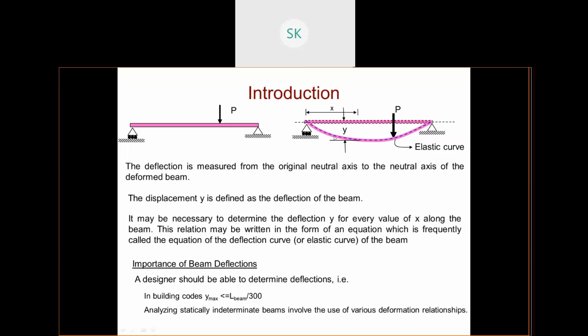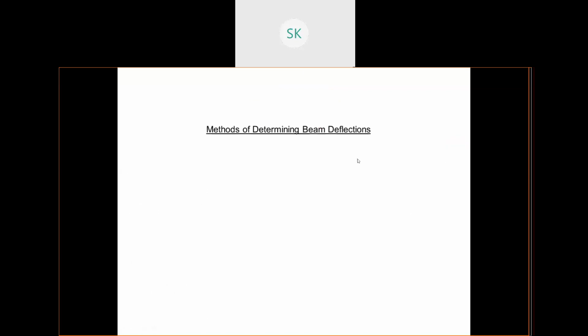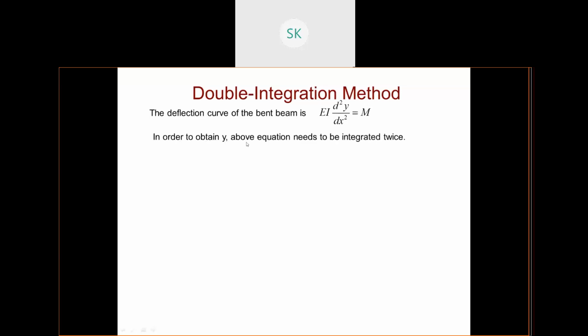So this curve has an equation, and this is the equation. The deflection curve of the beam is this. This equation is called the deflection curve equation. This is the equation we'll use to determine the deflection of various beams, cantilever beam and simply supported beam, for different loading conditions. In order to obtain y, the above equation needs to be integrated twice.